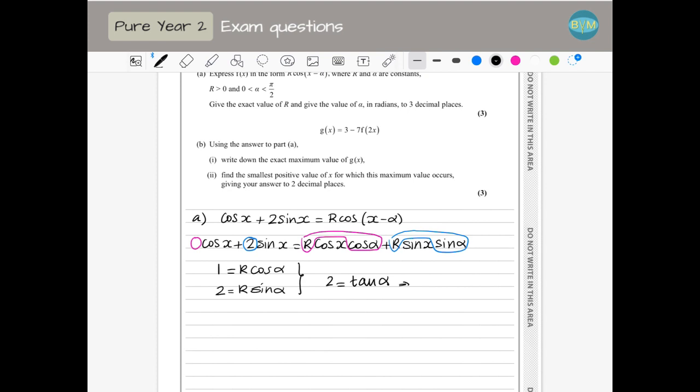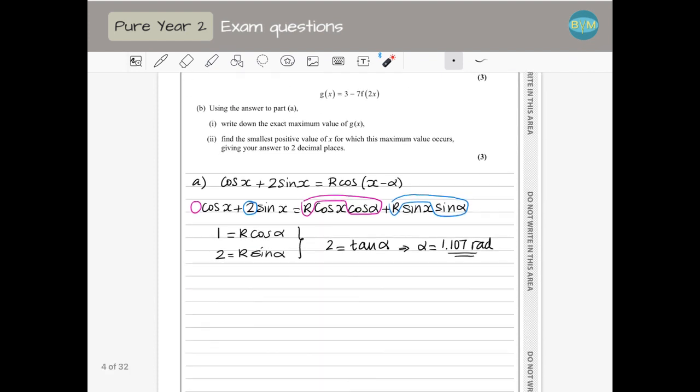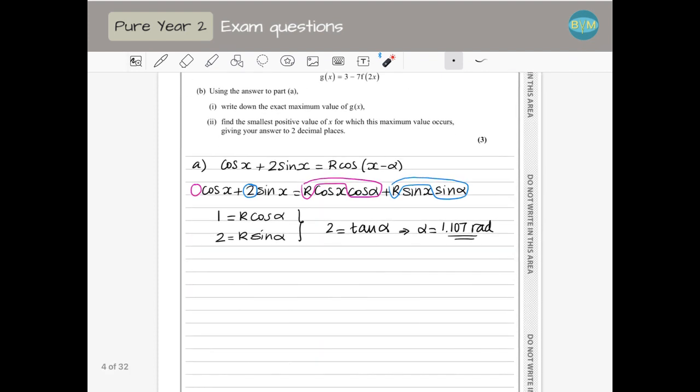In radians, be careful, with the calculator in radians, we do tan minus 1 of 2, and we get that alpha to 3 decimal places is 1.107 radians. That's the first thing they ask. Now they ask for R, but they say the exact value. So I cannot substitute into this one or this one and find R, because I'm not going to get the exact value. What I have to do is use the identity.